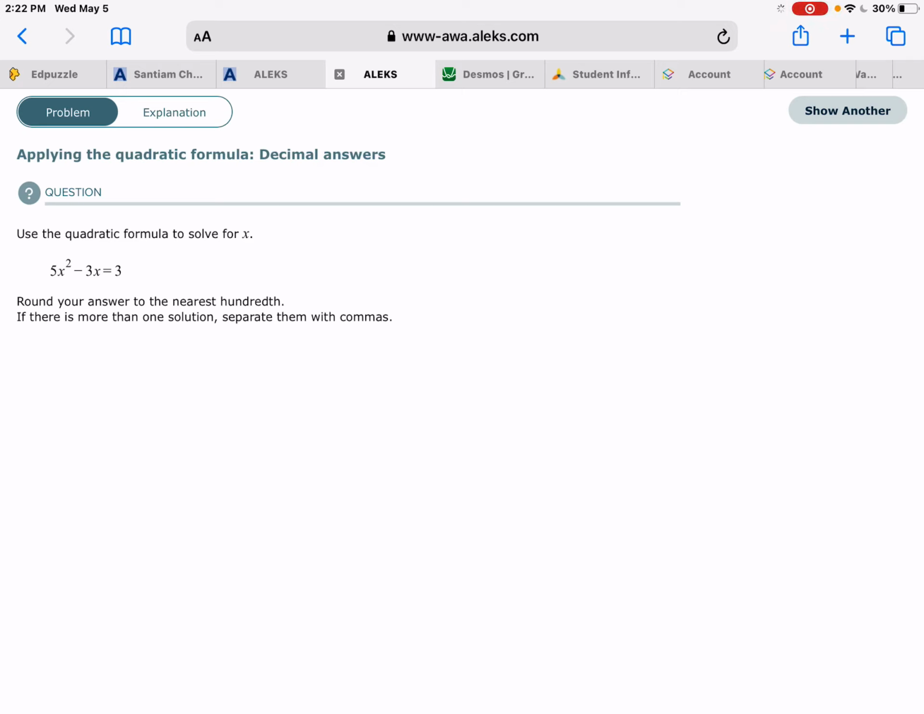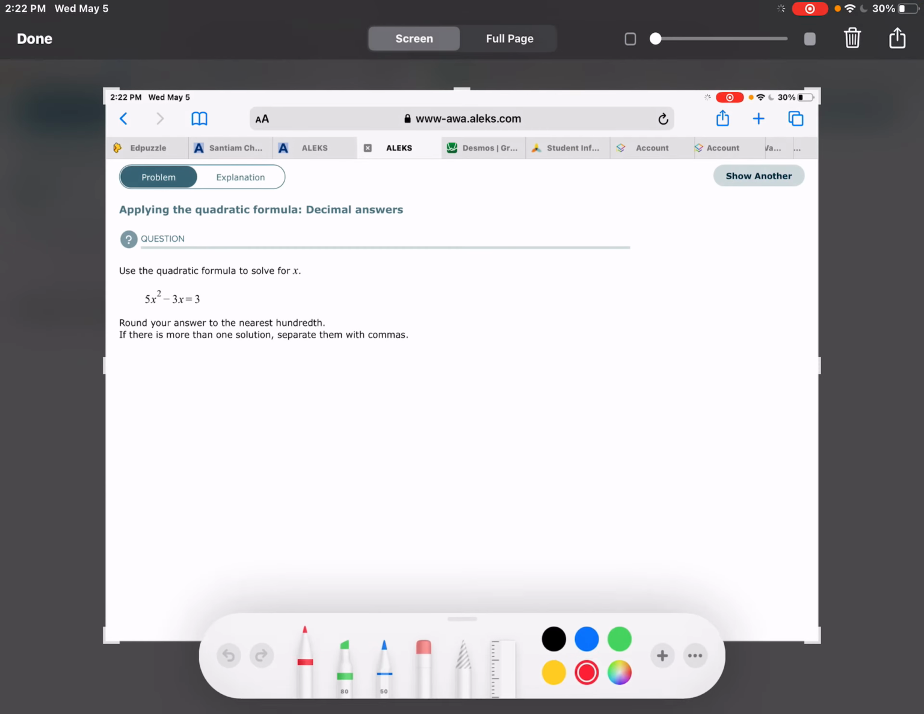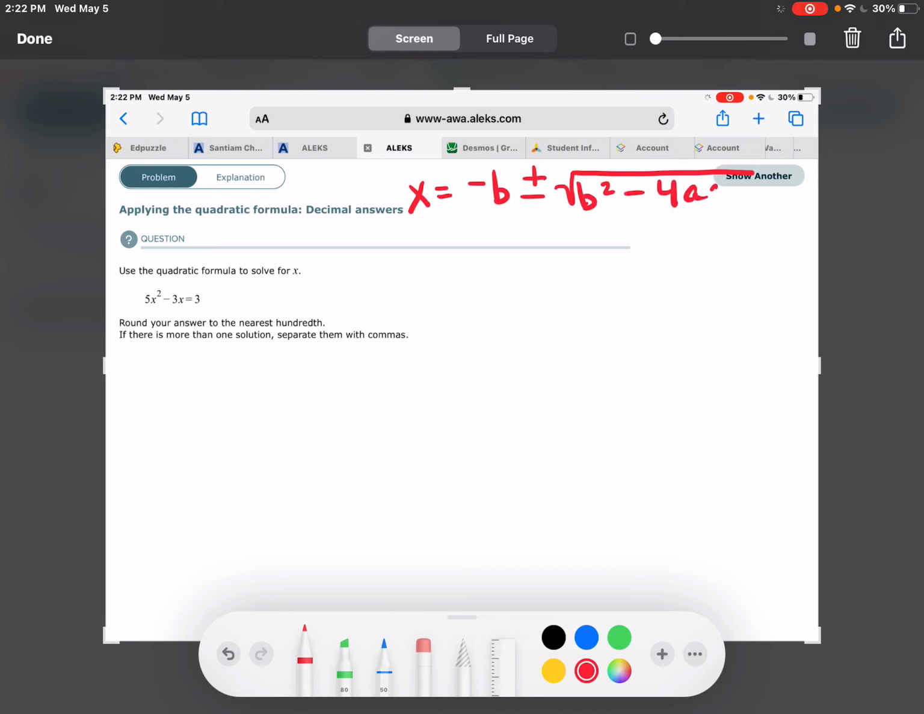Let's talk about applying the quadratic formula and getting some decimal answers. So the quadratic formula is this. Let's get a screenshot here. X equals negative b plus or minus the square root of b squared minus 4ac all over 2a. The more times you make yourself write that and say it, the better it'll stick for a very long time.